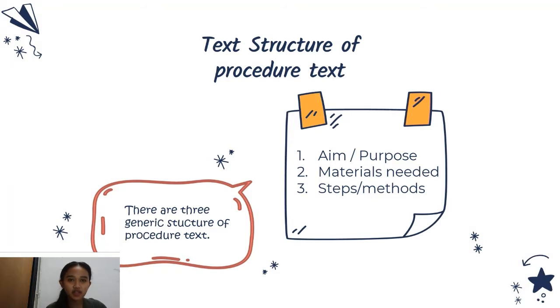There are 3 generic structures of a procedure text. The first one is the aim or purpose, followed by materials needed, and the last is the steps or the method.